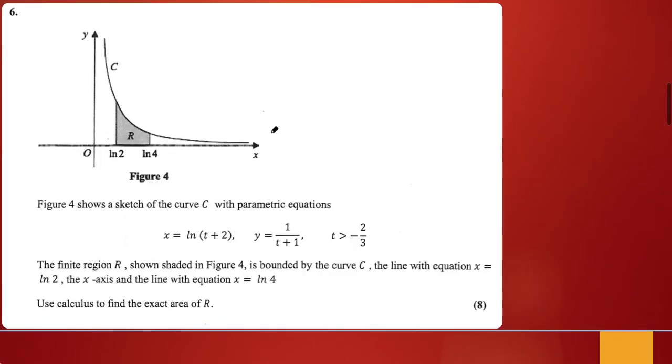Okay, question 6 involves parametric equations, and in this we've got x equals ln of (t plus 2), y equals 1 over (t plus 1), for t being greater than minus 2/3. The finite region R, shown shaded in figure 4, is bounded by the curve C, the line with equation x equals ln 2, and the line with equation x equals ln 4. So in this we are clearly trying to find our integral from ln 2 to ln 4 of whatever the function y is with respect to x.